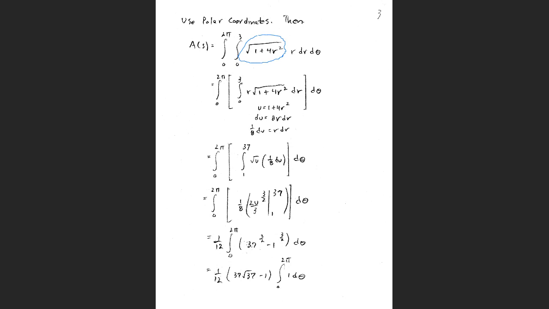And of course, my dA for polar coordinates is, as you know, r dr d theta. Based on the region D, that circle, the points in the circle go from radius 0 to radius 3, and the angles for the points that compose that circle go from theta equals 0 to theta equals 2 pi. Are there any questions up to here?